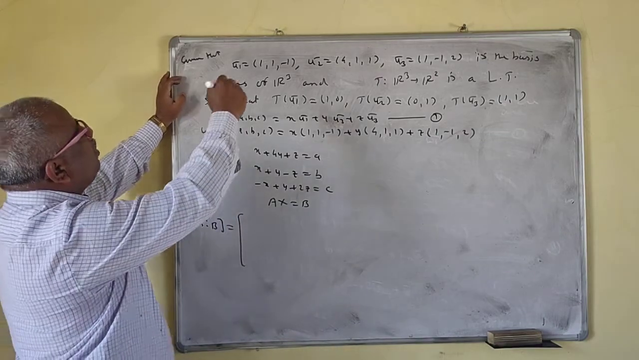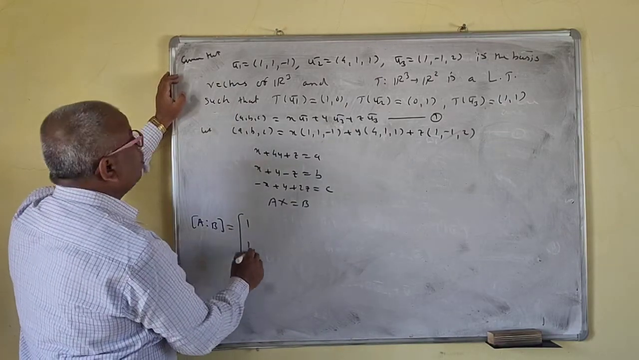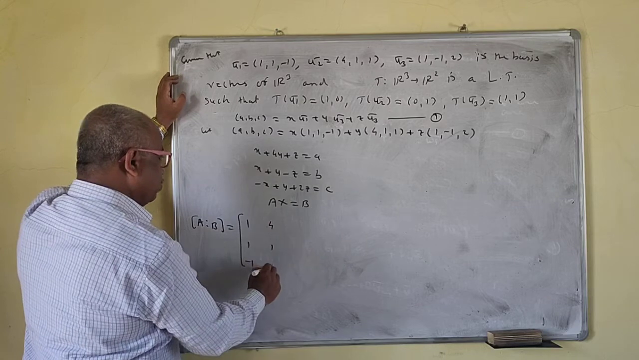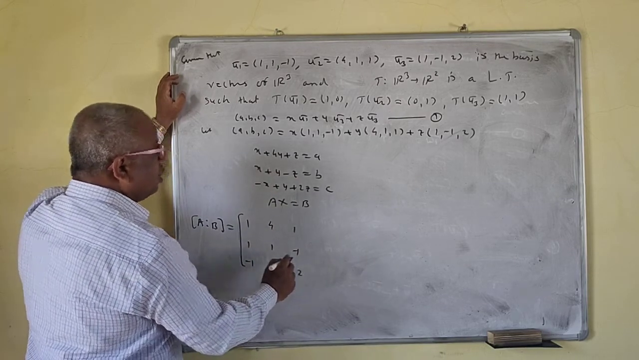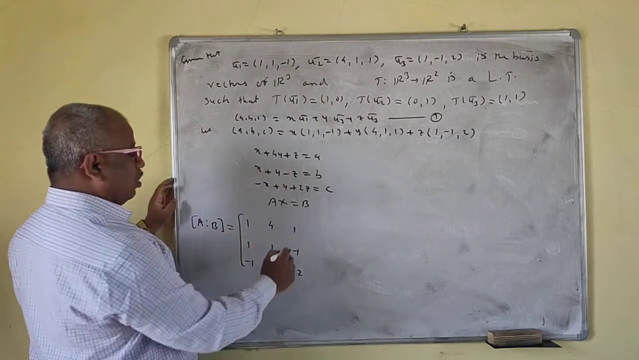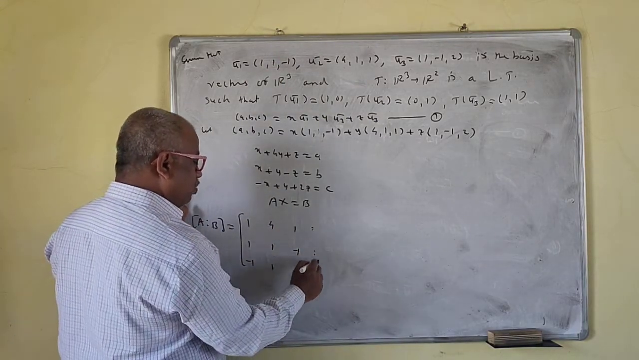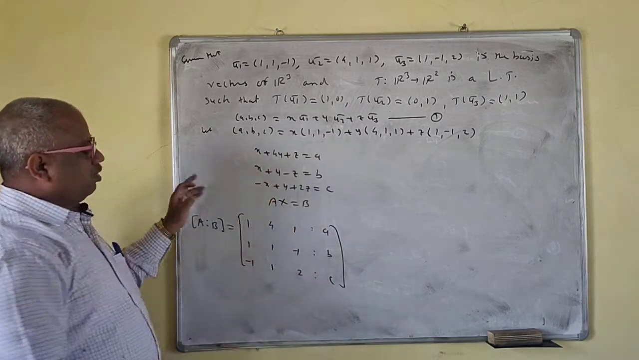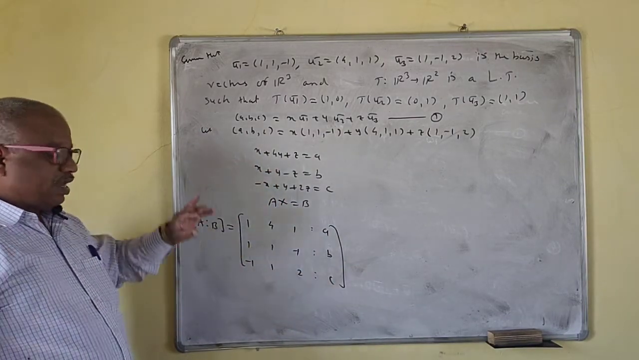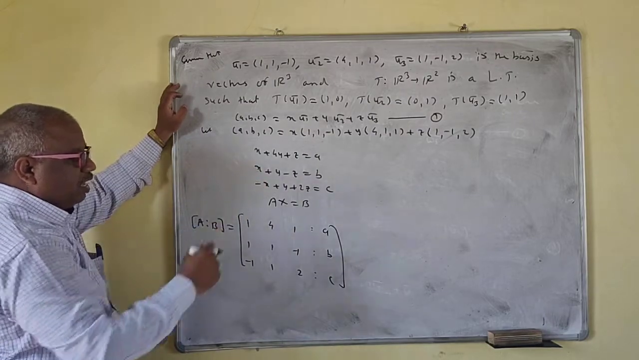It is better to write your given vectors column-wise. Just look at your given vectors, don't look at this, otherwise you will make a mistake here. Now this is your a, b, c. Don't write x, y, z here, because x, y, z are the variables. Your constant terms are a, b, c.